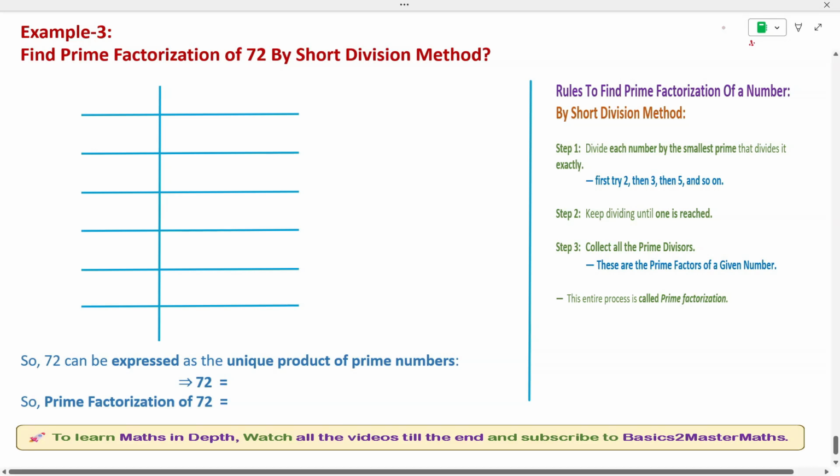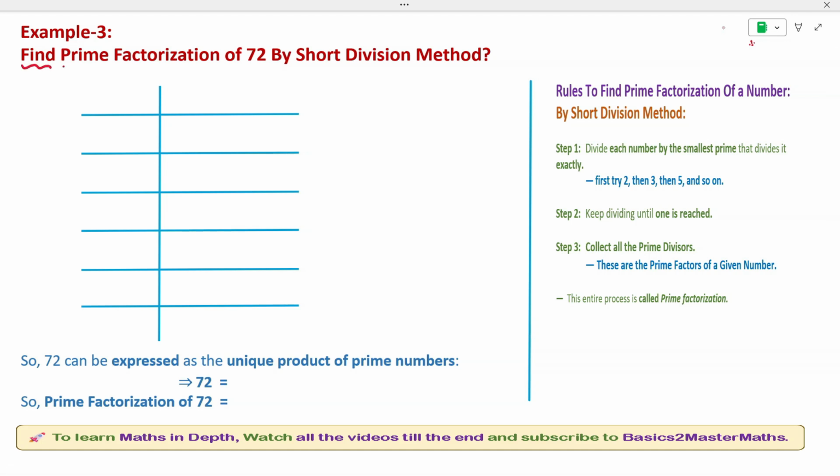Today we will learn how to find prime factorization of 72 by short division method. Before solving the problem, please go through the rules. Try dividing 72 by the smallest prime 2.